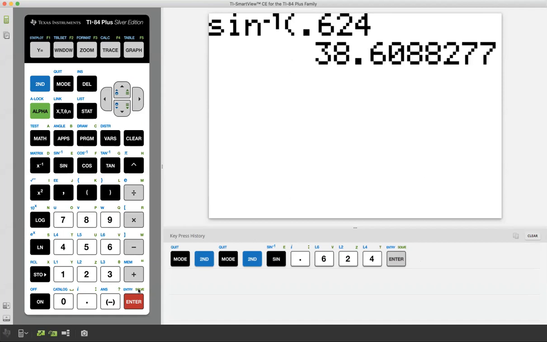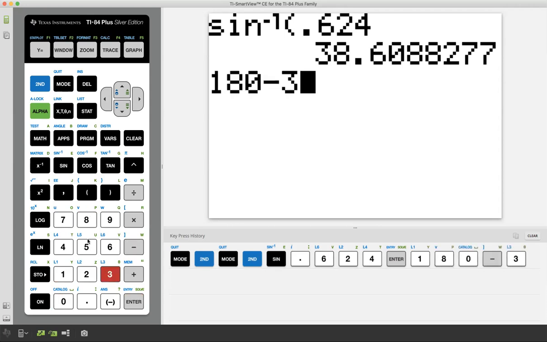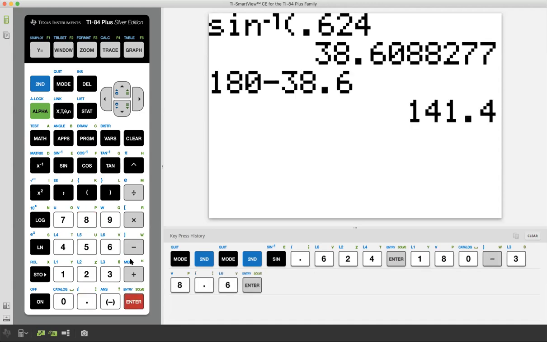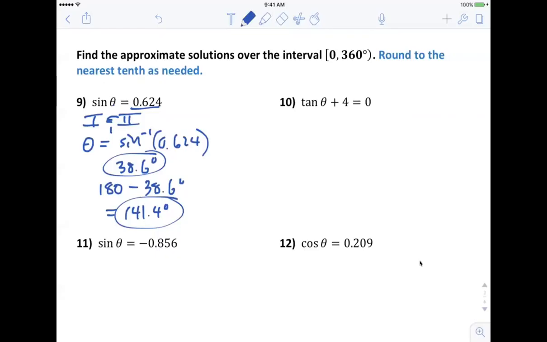All right. And then I know the other answer is in quadrant 2. So think of this first quadrant answer as a reference angle. So if you have a reference angle of 38.6, quadrant 2 is going to be 180 less than that. So what I'm going to do is take 180 and subtract what I just found. And that'll give me my quadrant 2 solution. Okay, and so there are my two answers.